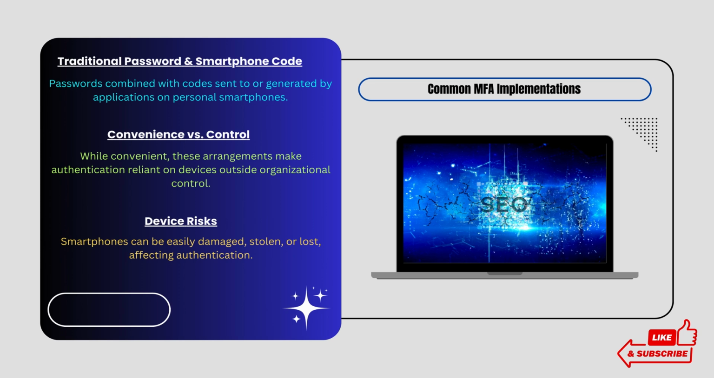Point 3. Device risks. And let's be real, smartphones are awesome, but they're also little chaos magnets. They get lost in the couch cushions, stolen at coffee shops, or dropped in puddles way too often.